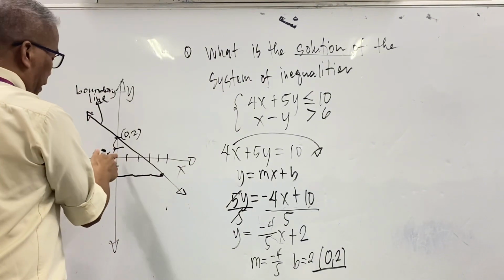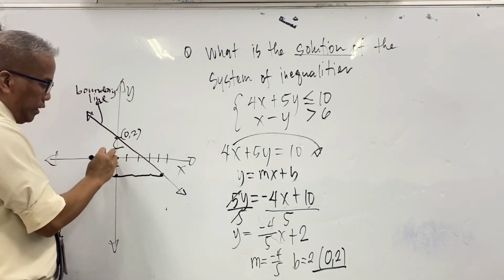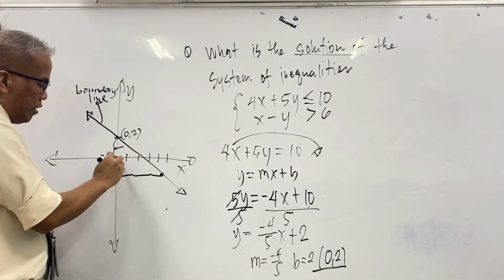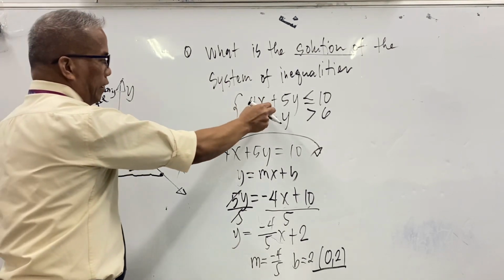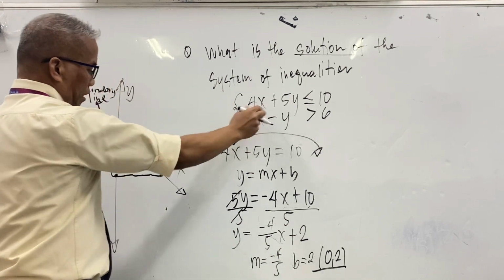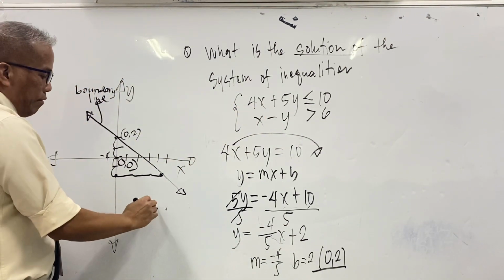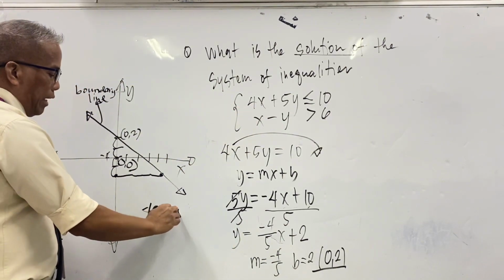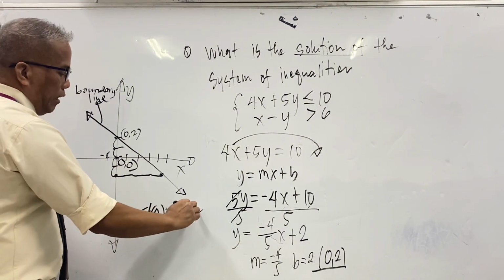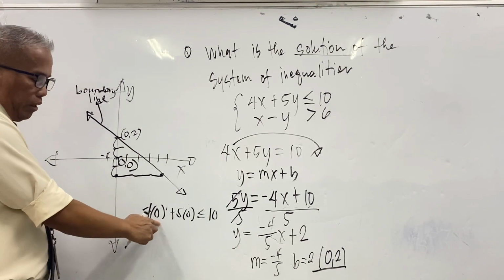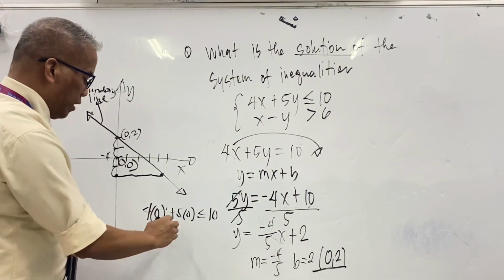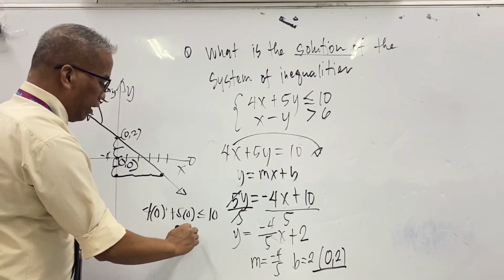Then to find the solution, we are going to pick one point. I will choose this point, which is below the boundary line. The coordinate of this is 0, 0. So I will replace it here. If x equals 0, it will become 4 times 0 plus 5 times 0 less than or equals to 10. So 4 times 0 is 0 plus 5 times 0 is 0. So 0 less than or equals to 10.